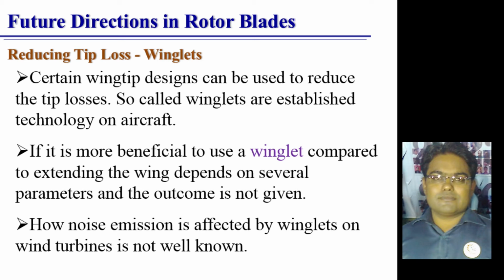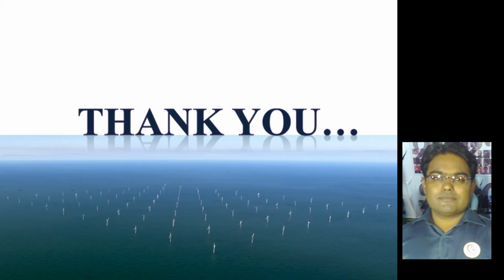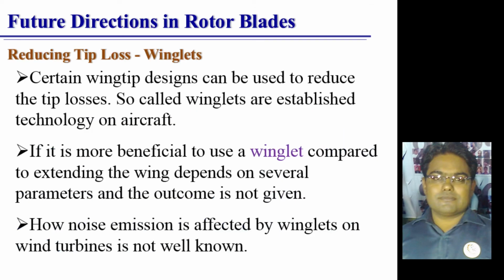So reducing tip losses, winglets can be used. So certain winglets or wingtip designs can be used to reduce the tip losses. So called winglets, right? So it is more beneficial to use a winglet compared to extending the wing, depending on several parameters, and outcome is not given. So how noise emission is affected by winglets on wind turbines is not well known till now, but definitely a lot of experimentation has been done with winglets on wind turbine blades, and there was a significant decrease in the overall noise of the wind turbine. So these are some of the future directions, right?